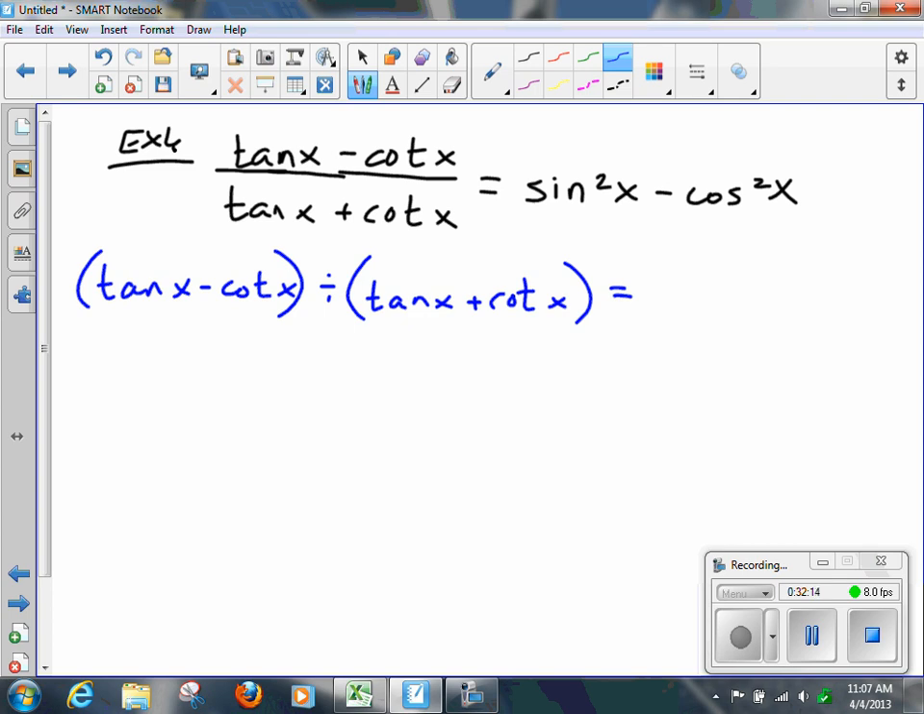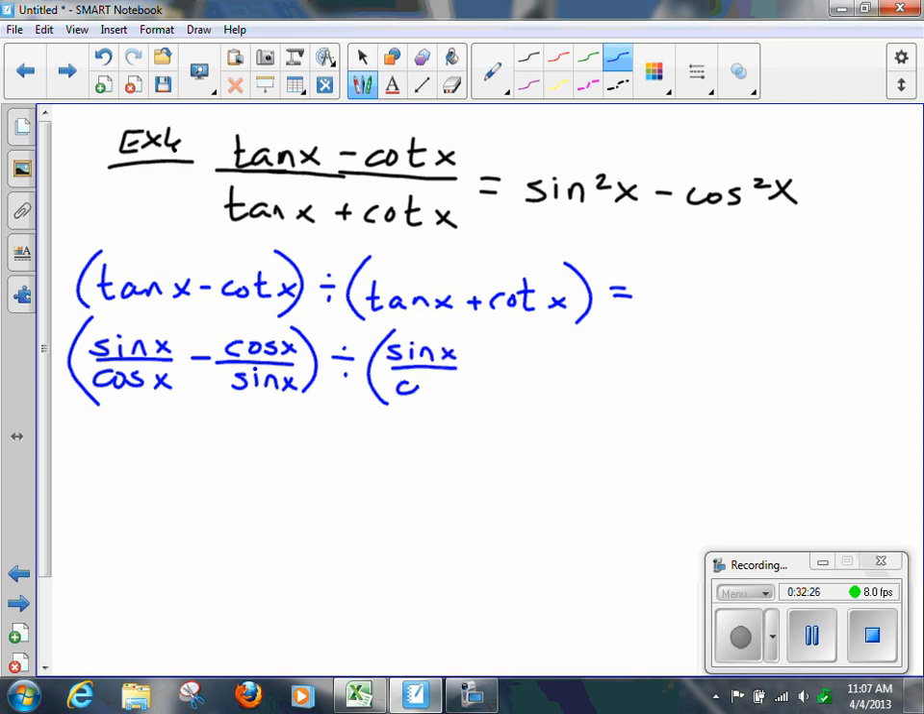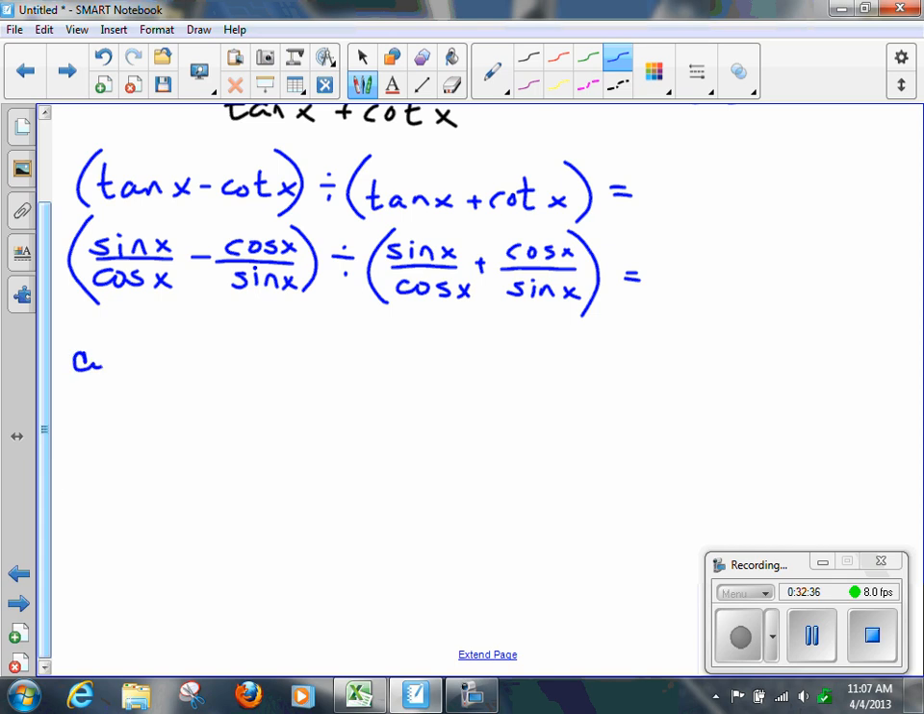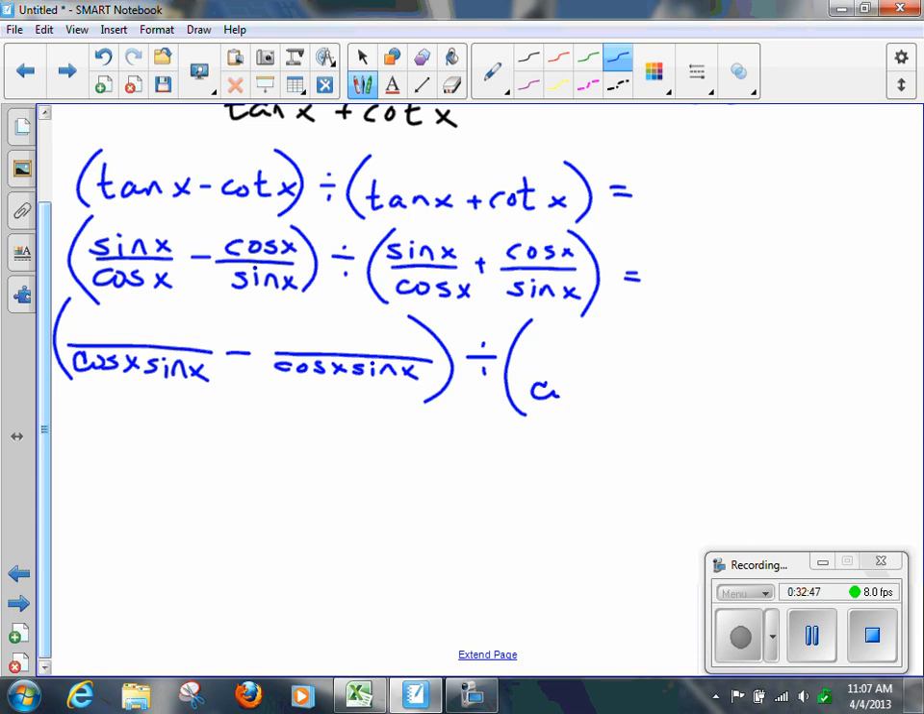Here we go with the left. Did you guys go sine x over cosine x minus cosine x over sine x? Yeah? And then same thing with a plus. And then, dang it, what do we have to do? We have to get common denominators. We know it's going to be cosine sine. Y'all remember doing this problem yesterday? I remember looking at it this morning. Same thing. Whole lot of work.